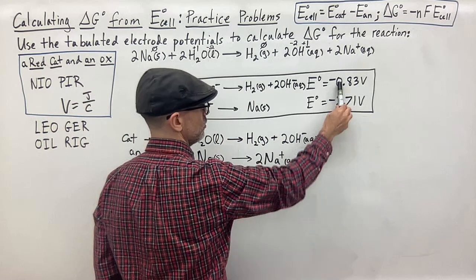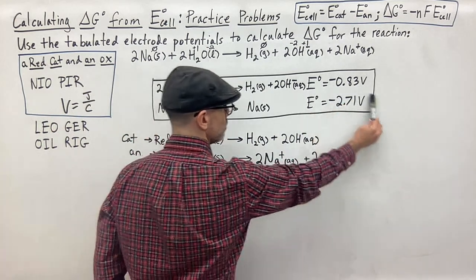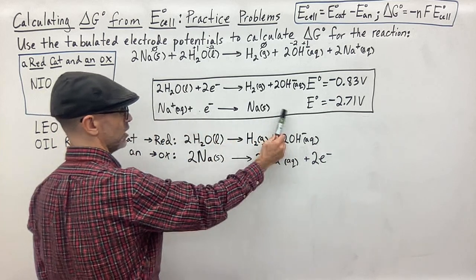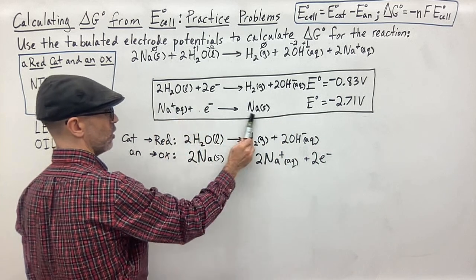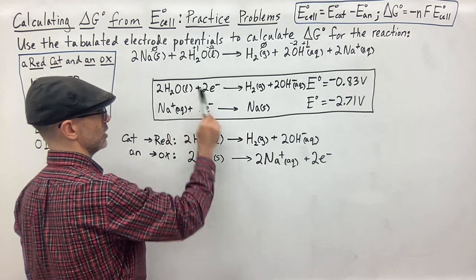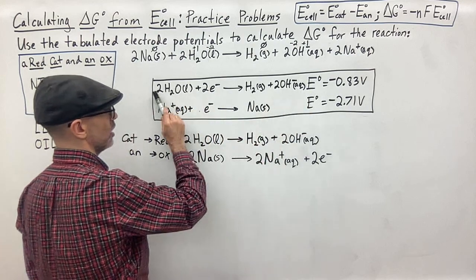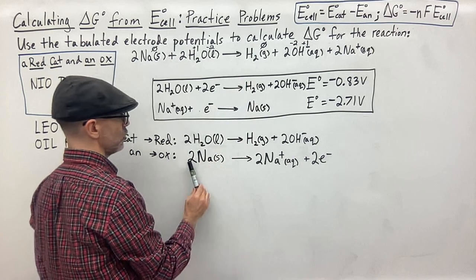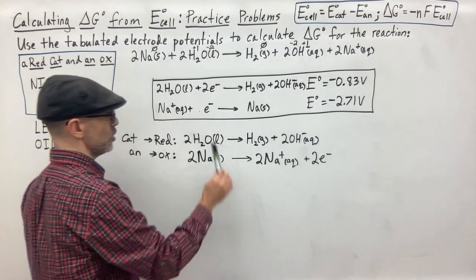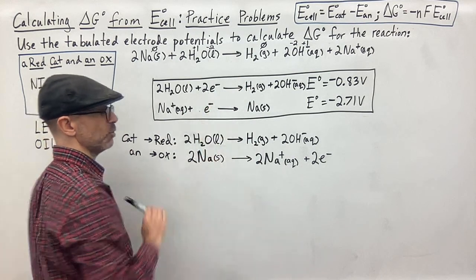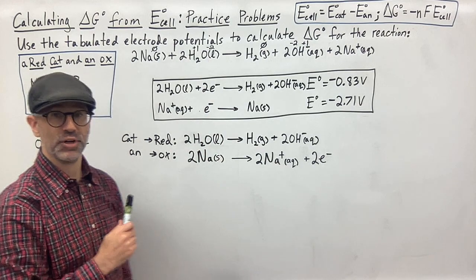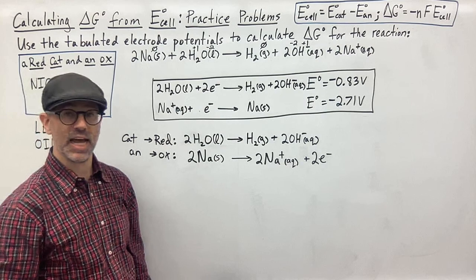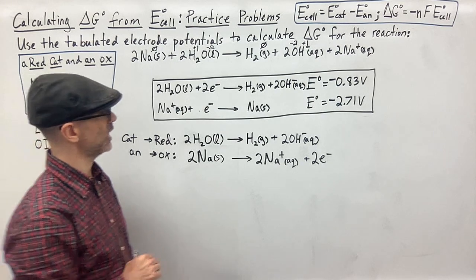So compared to these two, the sodium is more negative. So more negative is oxidation. So this is more likely to undergo oxidation. Sodium will undergo oxidation rather than reduction. So water is going to undergo reduction, which is what we have here for our reaction, and sodium is undergoing oxidation. So this fits what we see in the table. So we can predict that this is probably going to be a spontaneous reaction. We're probably going to get a negative delta G from this, but let's go ahead and calculate it.